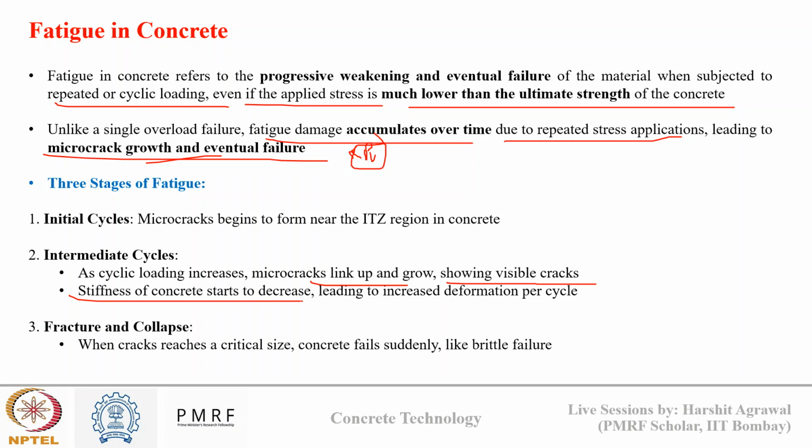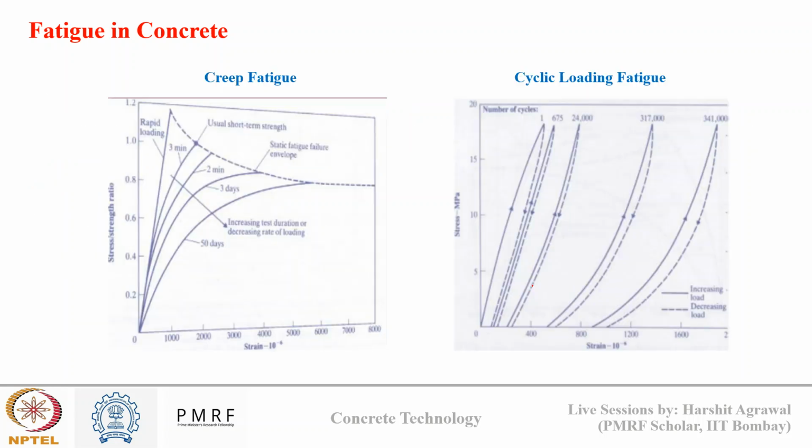and as the stiffness of concrete decreases, the deformation per loading cycle will increase. Okay, and finally, as the crack reaches a critical size, so these microcracks which are linking up and growing reach the critical size, there is a failure which is generally brittle in nature and causes collapse of concrete. Okay, so this is how fatigue grows in concrete under repetitive loading.